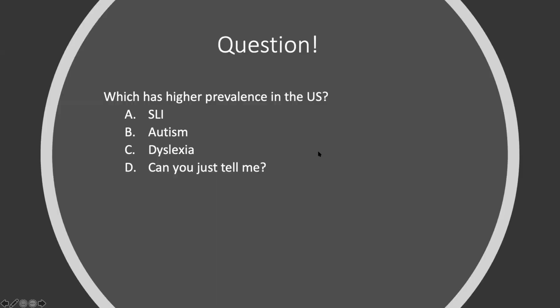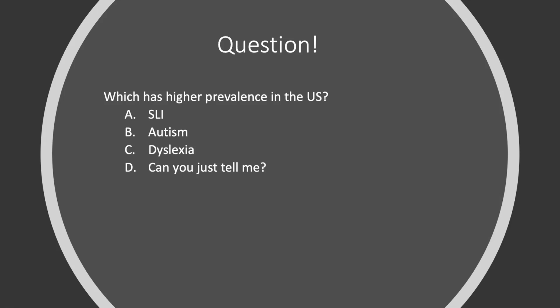Okay, so before we jump into talking about specific language impairment, which of these items here do you think has the highest prevalence in the US? Specific language impairment, autism, or dyslexia? Or you don't want to participate and you just want the answer? C, dyslexia, some B's, some A's. Yeah, so pretty mixed results going into the chat.